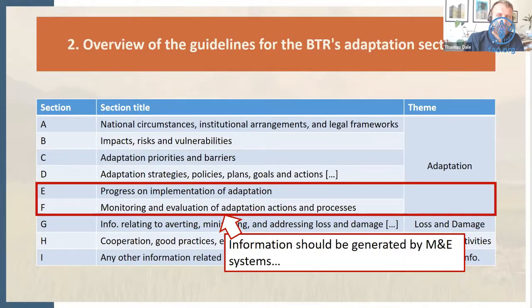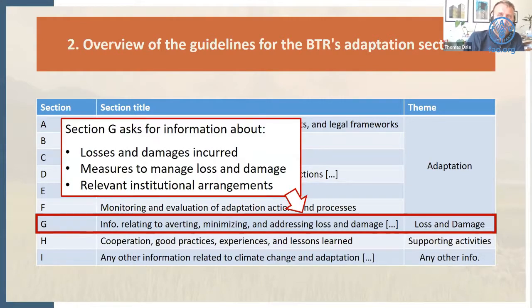Providing such evaluations is going to require countries to establish and use monitoring and evaluation systems that enable data provided by indicators and other data collection techniques, such as surveys and what have you, to be assessed by experts who can then evaluate the various dimensions of adaptation success based on this information.